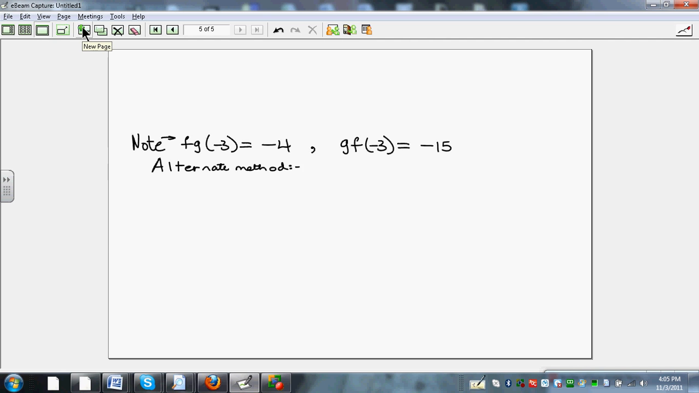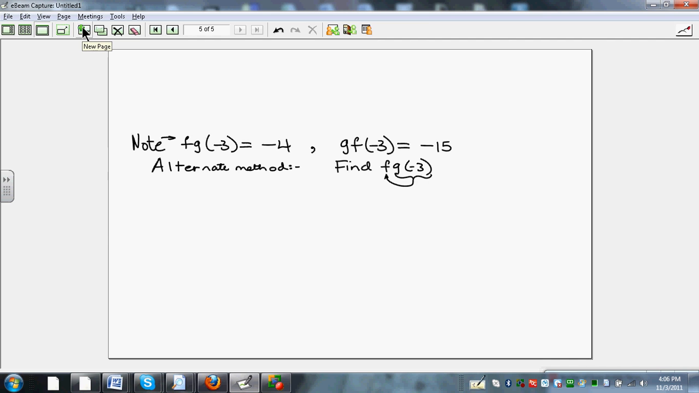And in that alternate method, we would not have had to find fg of x first and then find fg of minus 3. If they had just told us find fg of minus 3, we didn't have to go through that process. There's another way we could do it. The method we could use is to first work out what g of minus 3 is, and then take that answer and substitute it into f of x.